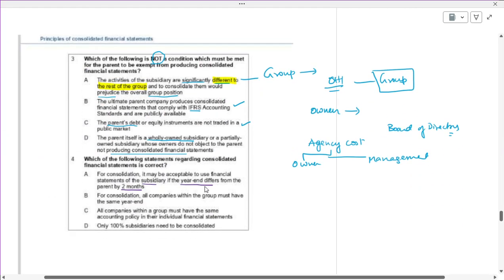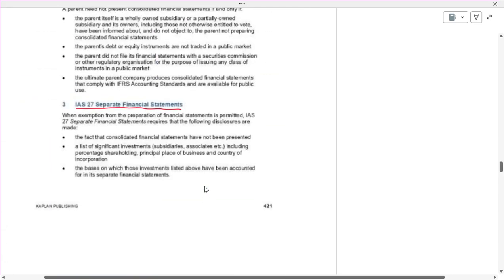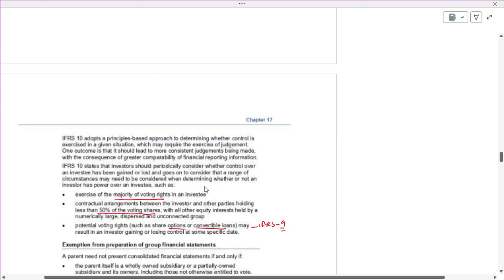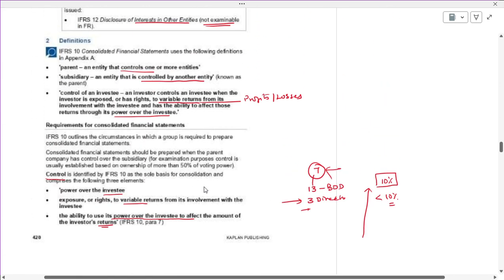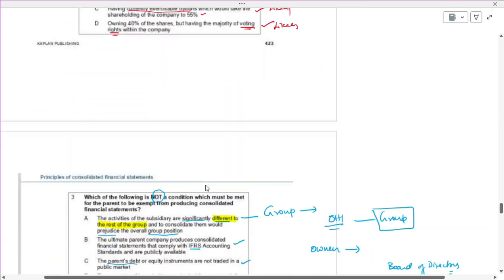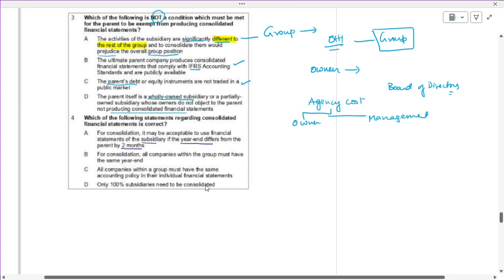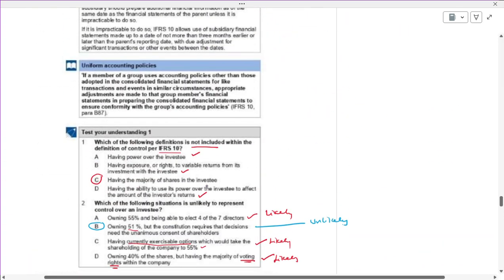Which of the following statements regarding consolidated financial statements is correct? Requirements of consolidation, definition. What are the options they gave? For consolidation, all companies within the group must have the same year end. All companies within the group must have the same accounting policies in their individual financial statements. Only 100% subsidiaries. Page number 419, I think. We can refer.